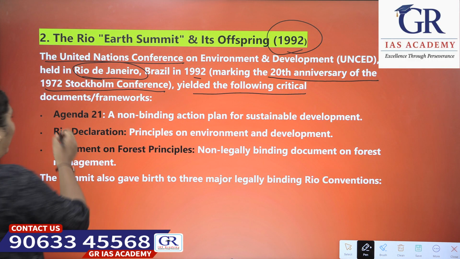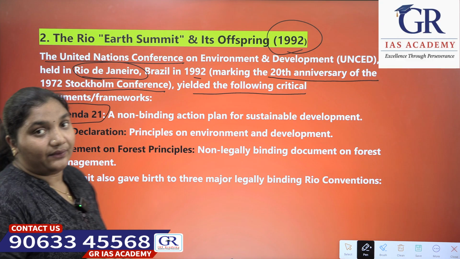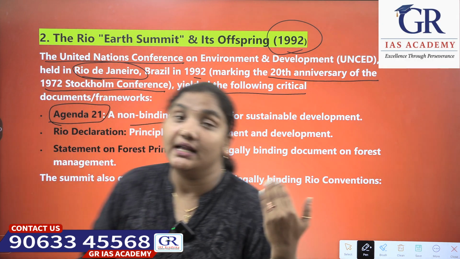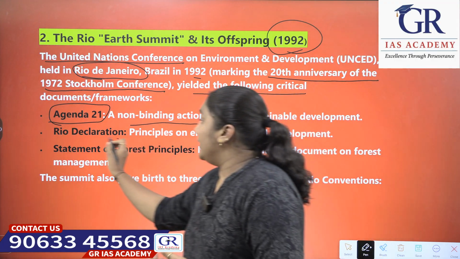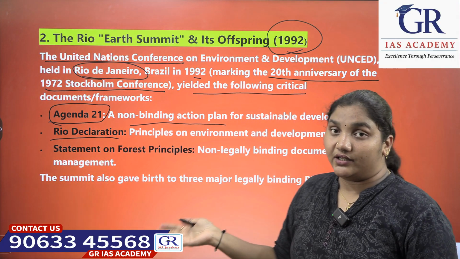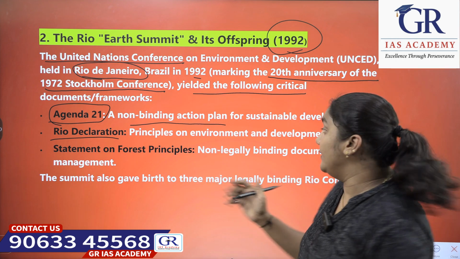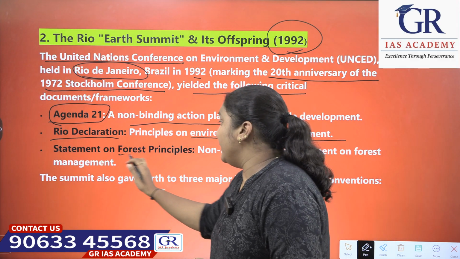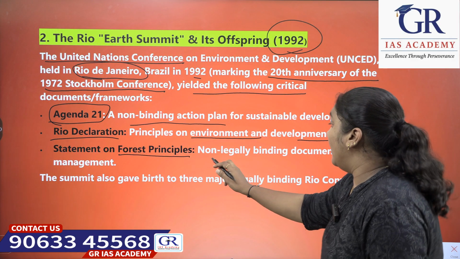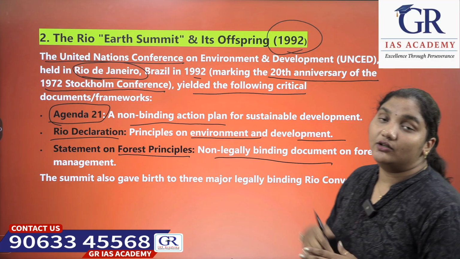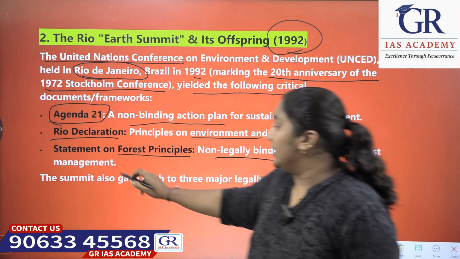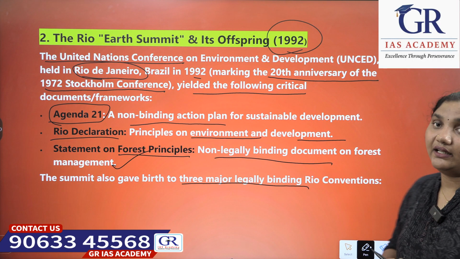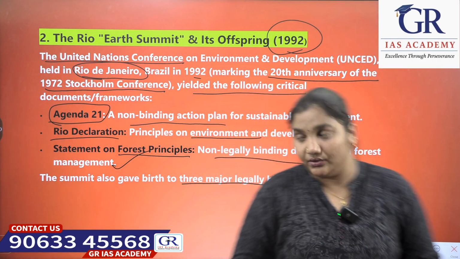What are those outcomes? It came up with Agenda 21, a non-binding action plan for sustainable development. The next one is the Rio Declaration, which has 27 principles on environment and development. Next, the Statement on Forest Principles, a non-legally binding document on forest management. The summit also gave birth to three major legally binding Rio Conventions. We'll see what those are.